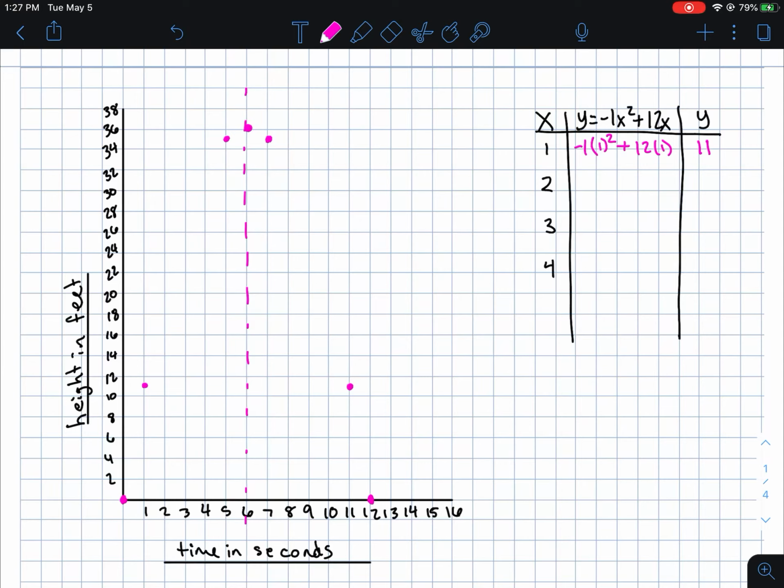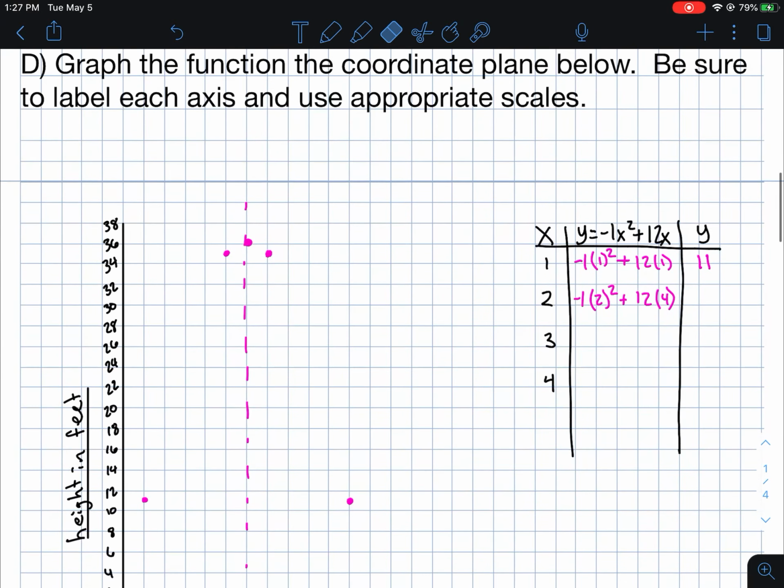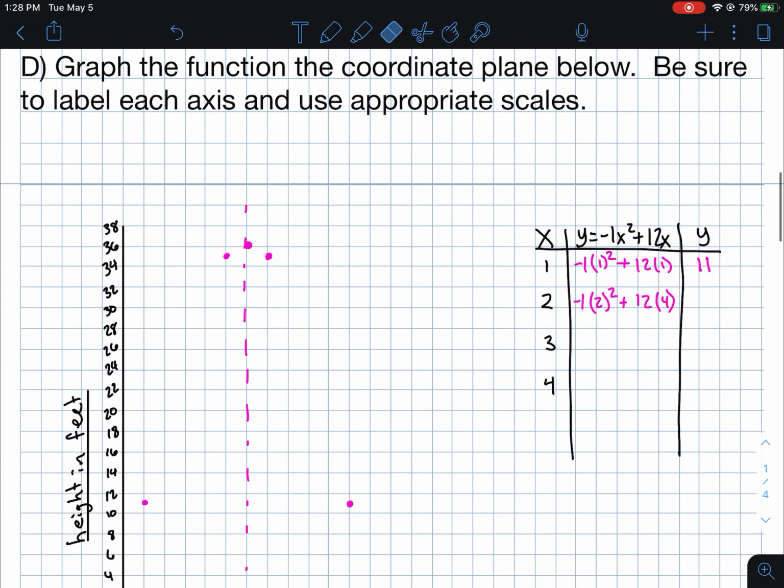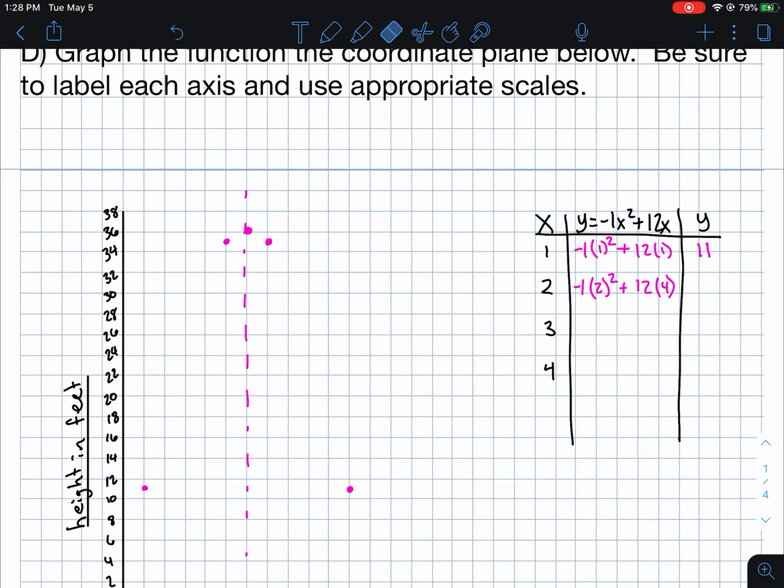Okay, number 2, when I plug that in, 2 squared is 4, times -1 is -4. And then 12 times 4 is 48. So -4 plus 48 is going to give me... I did something wrong there. Am I using the right equation here? Oh, I plugged in 4. There we go. Sorry. Okay.